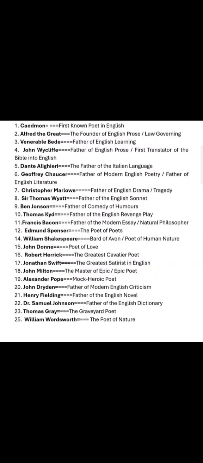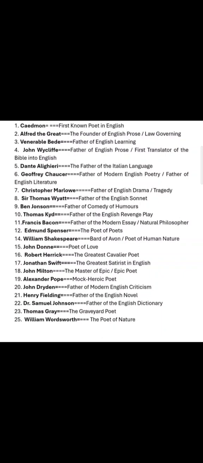Dr. Samuel Johnson, again one of the important questions asked in SET as well as NET as well as JKPSC 2009 and 2016. Father of the English dictionary. That means the dictionary which we are using has been compiled by Dr. Samuel Johnson after consistent efforts of 9 years. It was published in 1755.